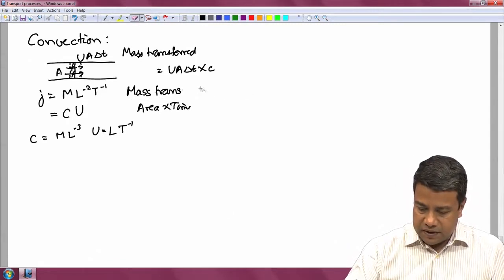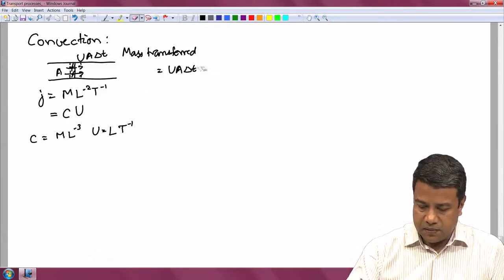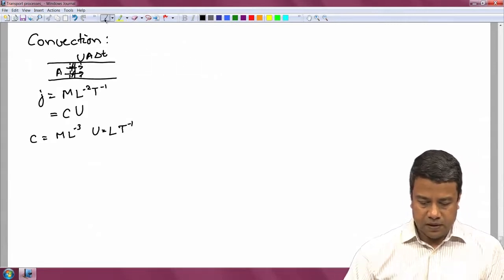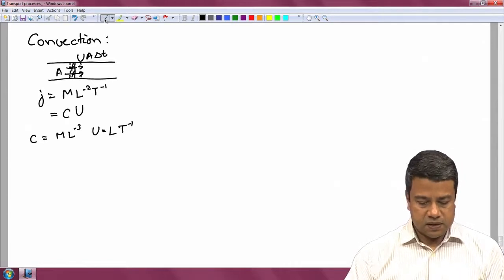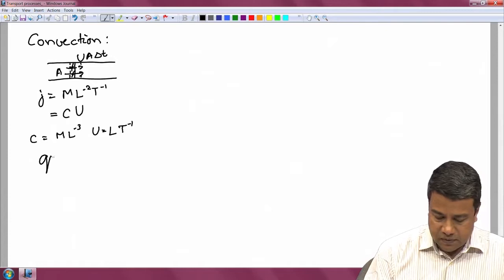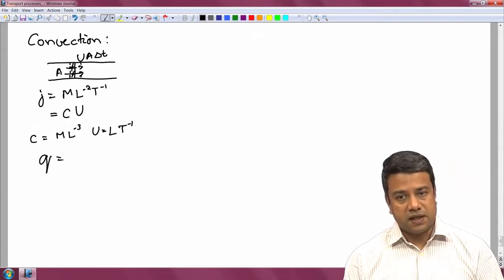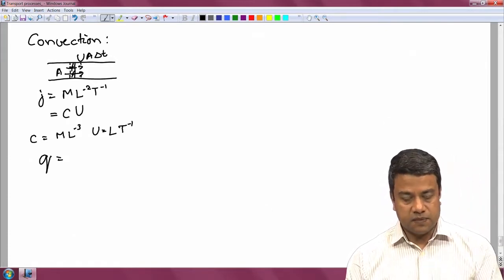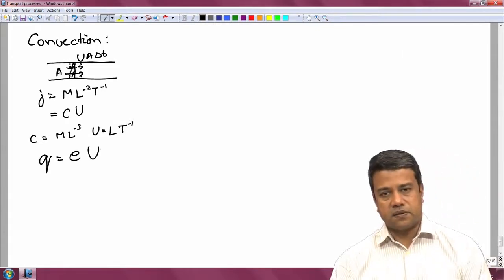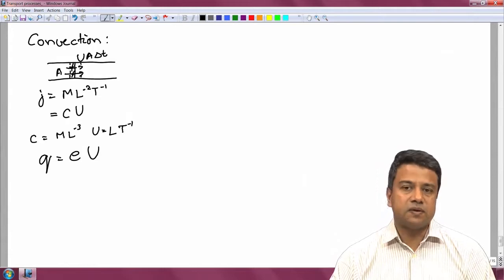So, that is the flux, that is the transport per unit area per unit time due to convection. Similarly, this is for mass transfer. For heat transfer, the flux would be just the energy per unit volume times the velocity, where E is the thermal energy per unit volume.